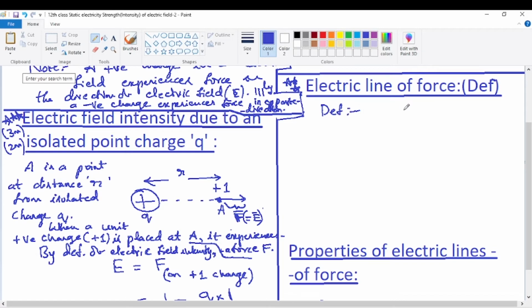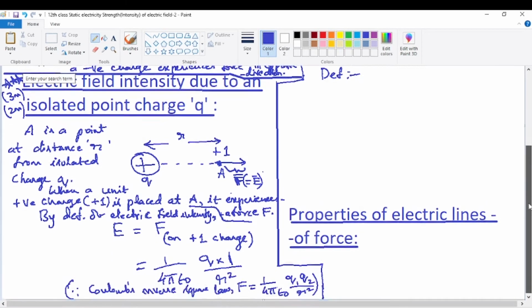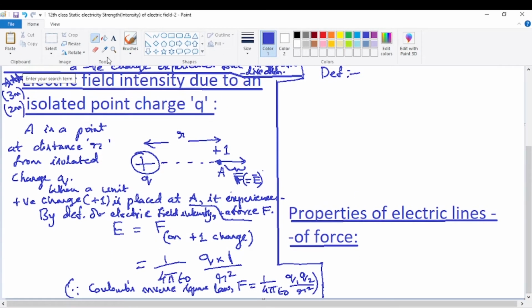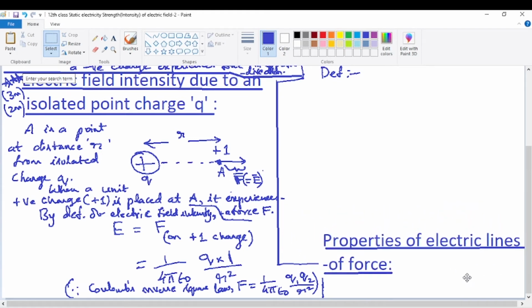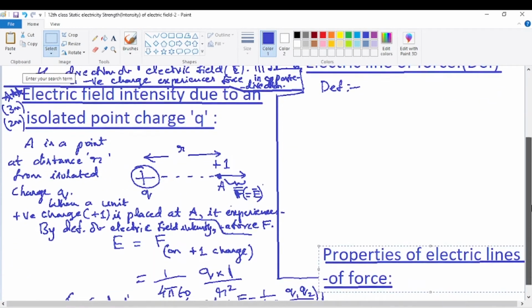Now consider a simple situation. Here actually there is little space, so it's not sufficient. So I'll move the next slide heading a little more down. This next slide heading is actually properties of lines of force. I'll move this side heading a little more down, so it will not disturb this definition. So what is an electric line of force?